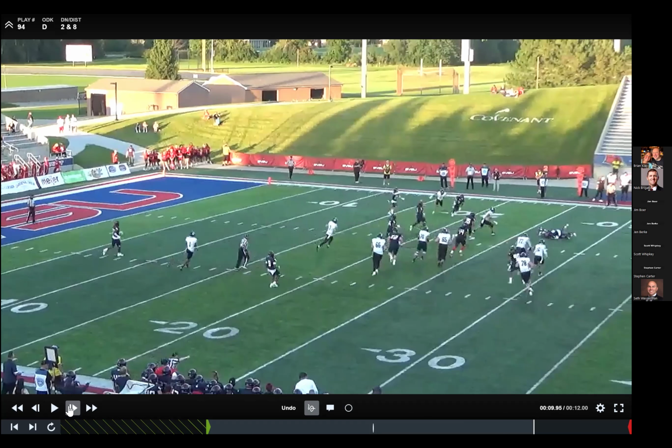This is one that I like to call when screen pass plays go bad: the back isn't as open as he could be, or the quarterback's under duress a heck of a lot faster. So I'll try to play this through real quick.